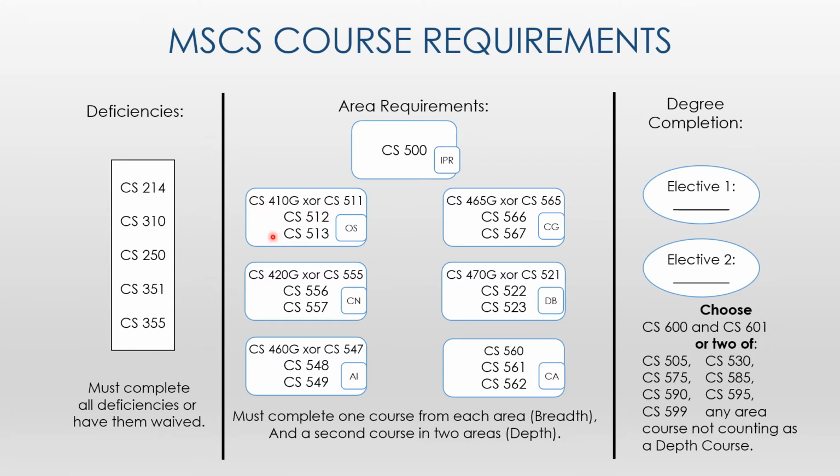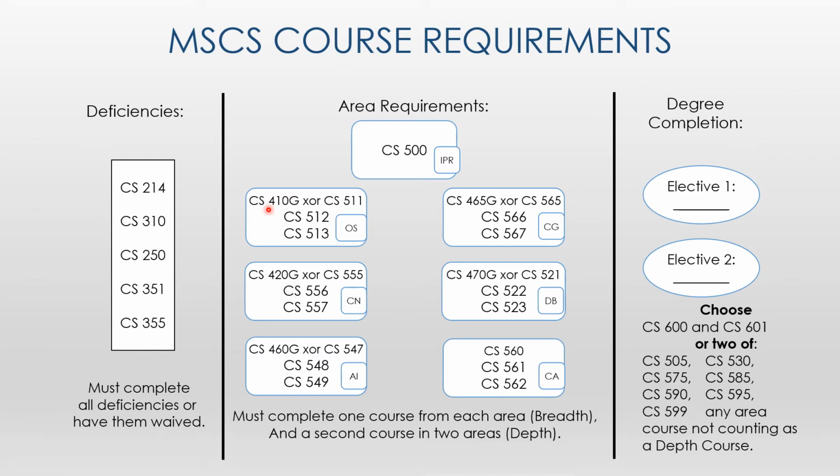Both of these count as depth courses, as I will define in a second down here. It is not a 3-course sequence. You do not have to take 410, then 512, then 513. As long as you've taken 410 or 511, you can go right into 513 and do not need to take 512. So both of these will count as a depth course, and the prerequisite on both of them is the first course in operating systems in this case.